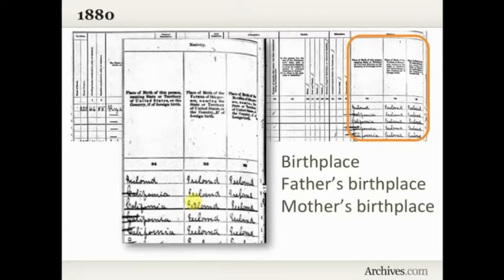And here in that last section of the 1880 census, we get not only the person's birthplace, but their father's birthplace and their mother's birthplace. It's actually spelled out, and it's supposed to be recorded for everyone, regardless of where their parents were born. So great, great information here on the right-hand side of the 1880 census.